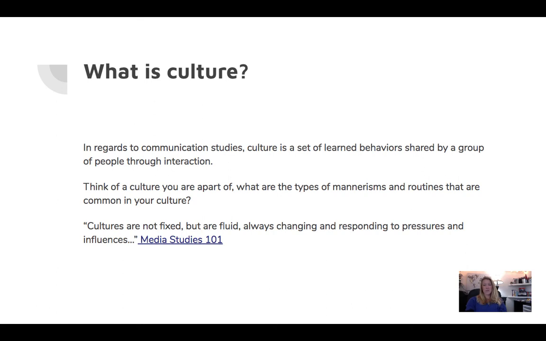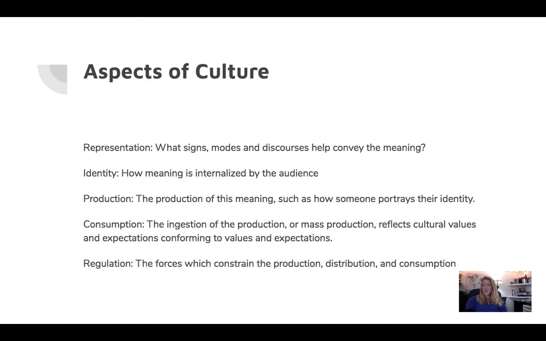Some of the aspects of culture is representation. What signs, modes, and discourses help to convey the meaning of that culture? What does pink mean in our culture? What does fall signify? What do fireworks symbolize? Senior year of high school is idolized with what dance? Think of our culture and the symbols and signs that represent it.